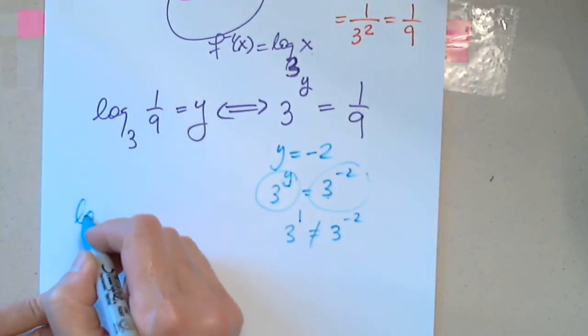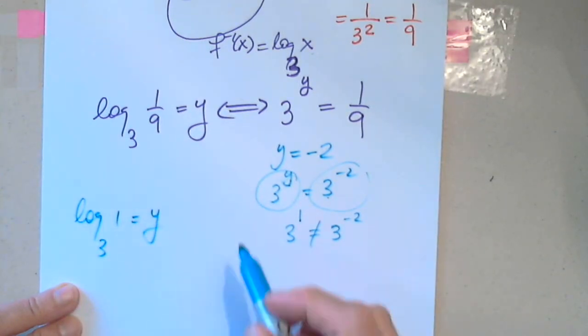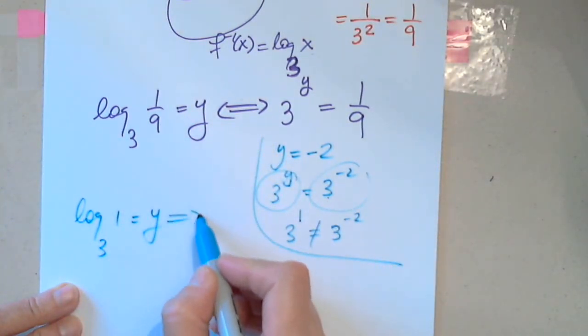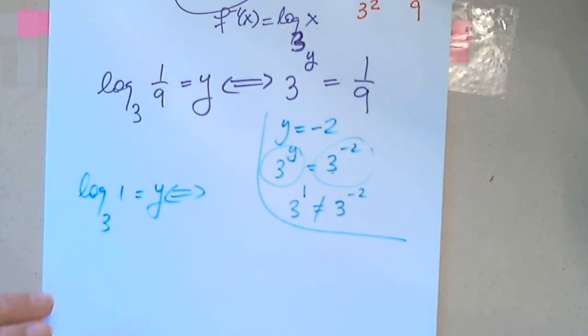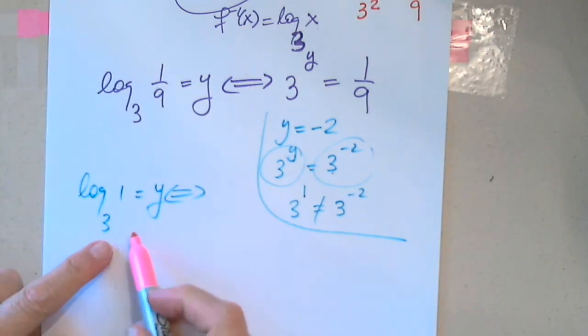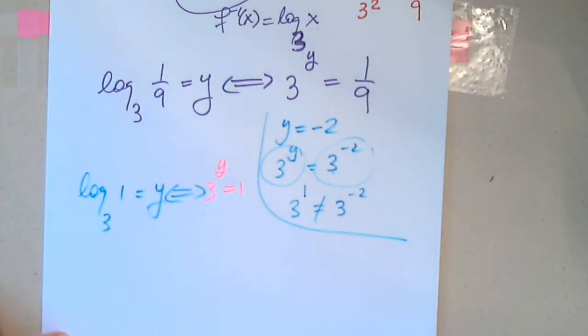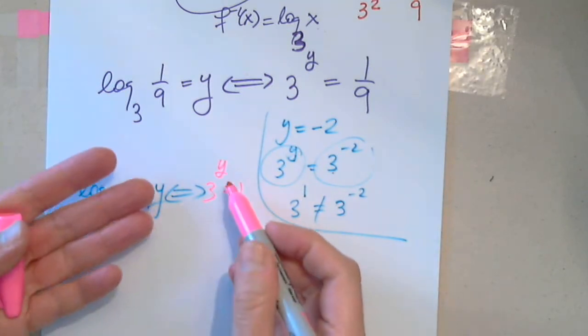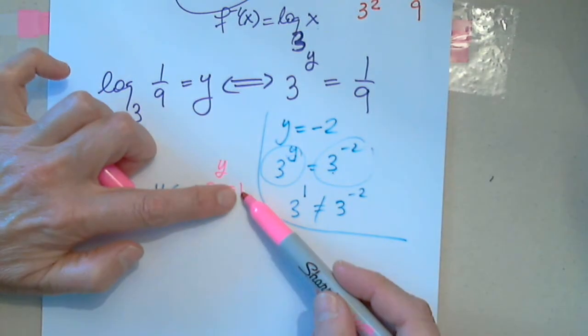So now we apply log base 3 to 1. I don't know what that is, but I know that I can change this into an exponential equation. Can anyone give us the exponential equation now? 3 to the y equals 1. What could y be? What can I raise 3 to get 1?